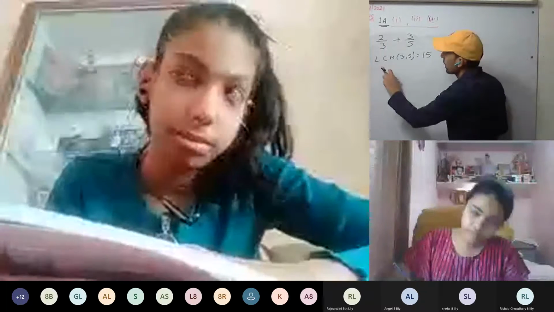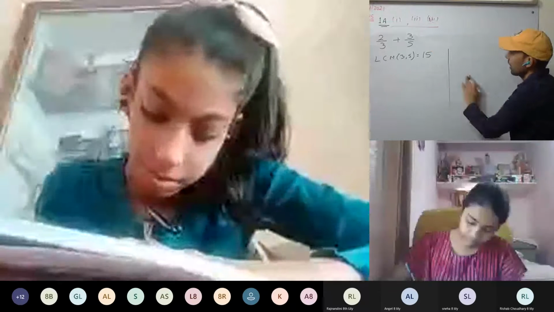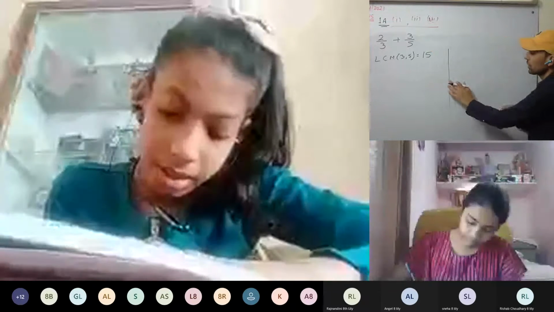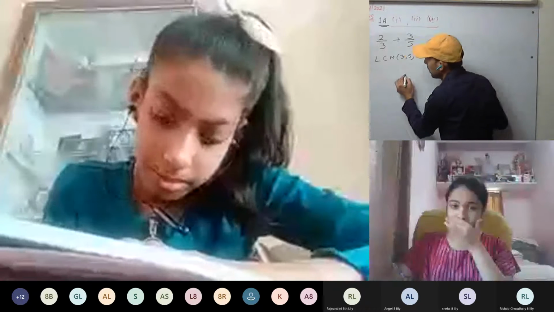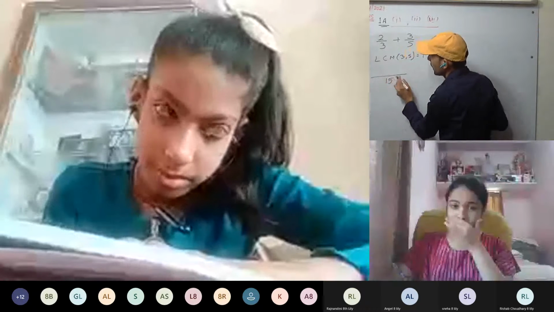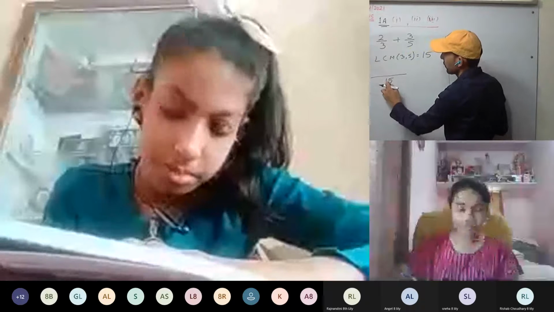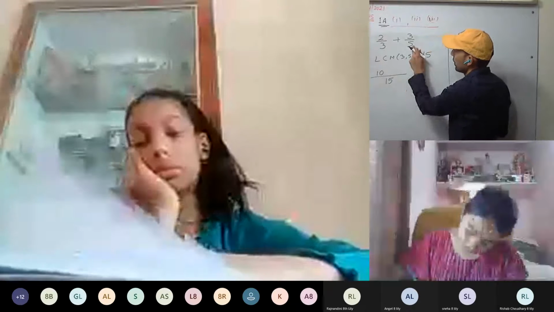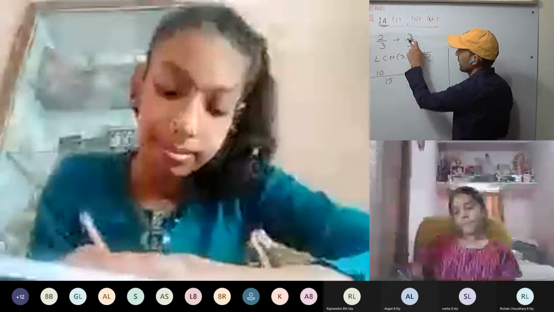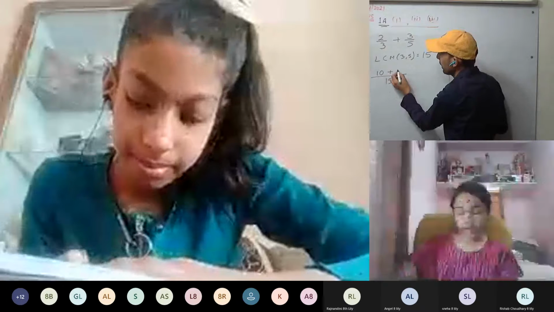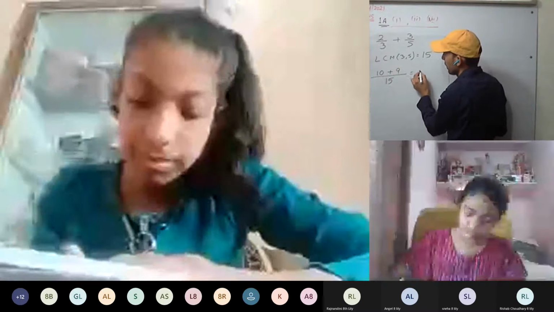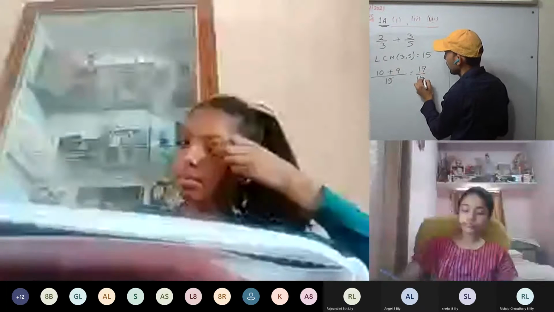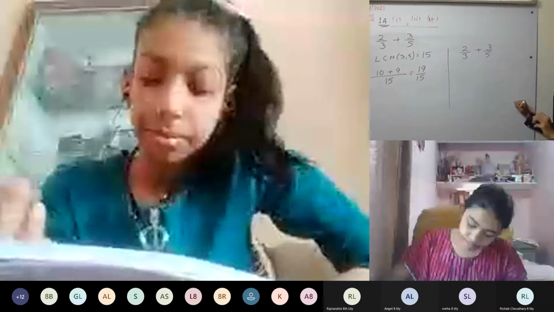We'll solve using two methods. First one, 15 we write. Now here 3 5s are 15, so 2 5s are 10. 5 3s are 15, so 3 3s are 9. 19 upon 15.